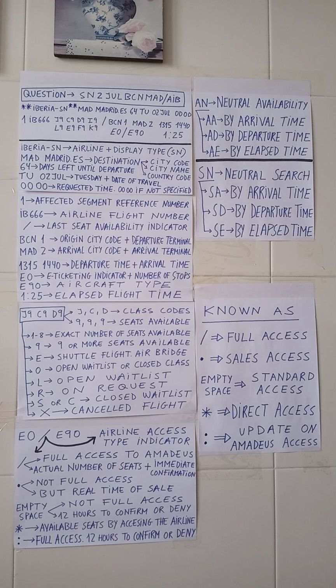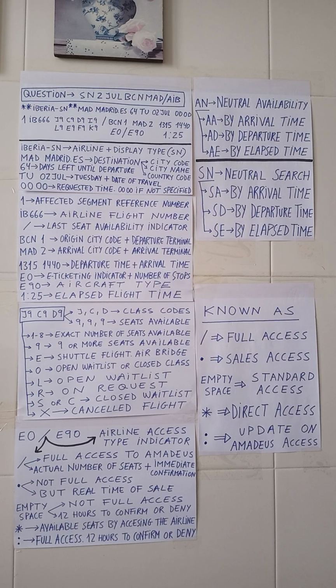The second situation in which we can see the number 9 is when we are working with screens of the type AN, AA, AD, and AE. In this case, the number 9 would tell us the real number of seats at the time of our search.